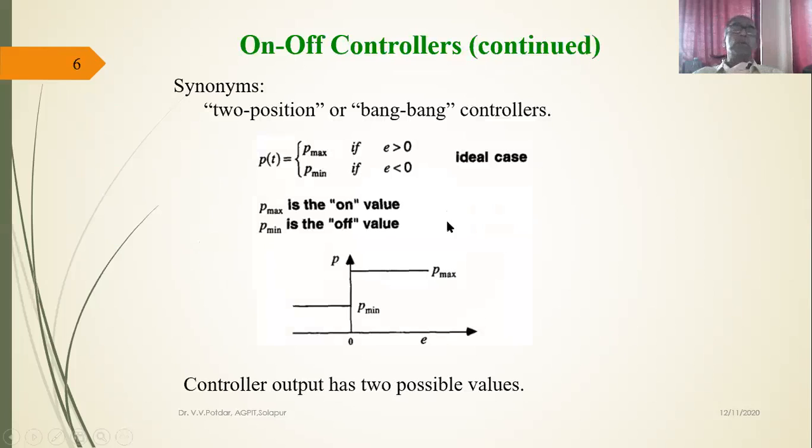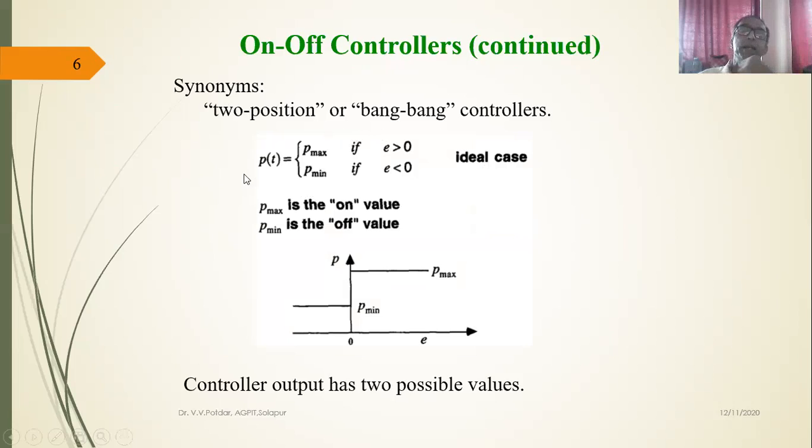So what is this on-off controller? Synonym, a similar word for on-off controller, is two position. Or in crude words, it is also called bang-bang controller. That means when it is put on, bang will be there, and when it is put off, bang. So when the refrigerator, you must have observed, when it is put on, you have a bang, and when it is put off, it also gives a bang. So these are the colloquial terminologies for on-off control actions.